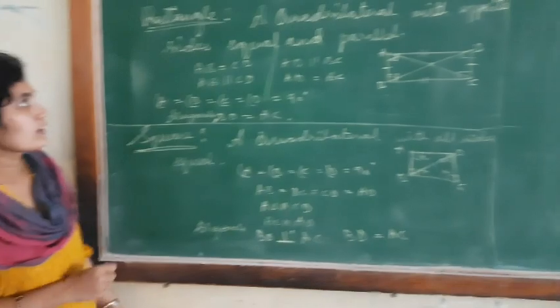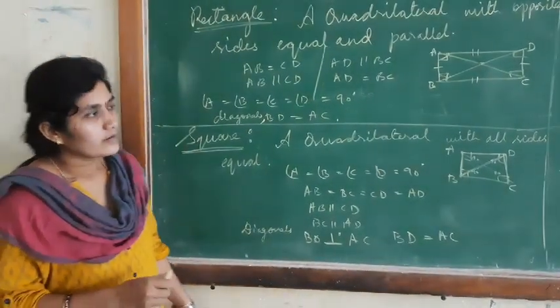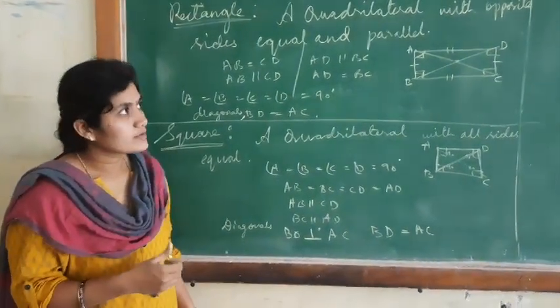So this is the classification of quadrilaterals, and in our next video we will move on to exercise 3.1.